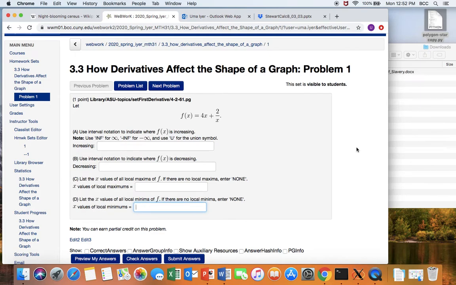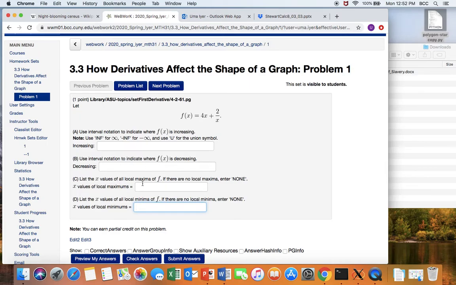Welcome back. So this is WebWork section 3.3 problem 1. Question is, let f(x) equals 4x plus 2 by x. Use interval notation to indicate where f(x) is increasing. Use interval notation to indicate where f(x) is decreasing.